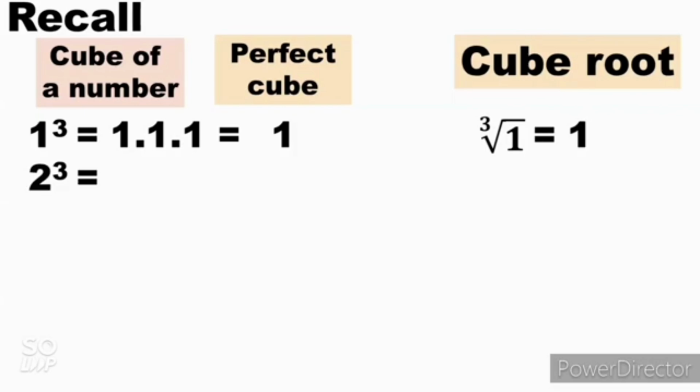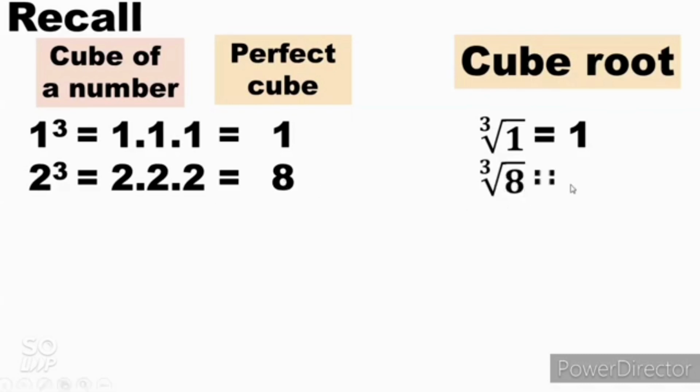Next, we have 2 cube means we multiply 2 3 times. We have 2 times 2 times 2. Okay, 2 times 2 is 4, times 2 it is equal to 8. And 8 is a perfect cube. Kung i-change natin into exponential form, ang exponential form niya ay 2 cube. Find the cube root of 8, it is equal to 2. Kung ano yung roots niya, which is the root is 2.